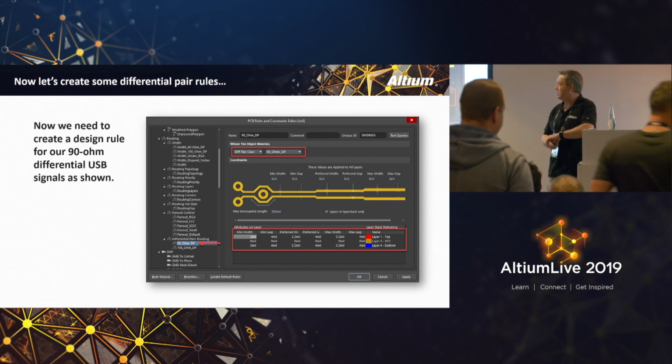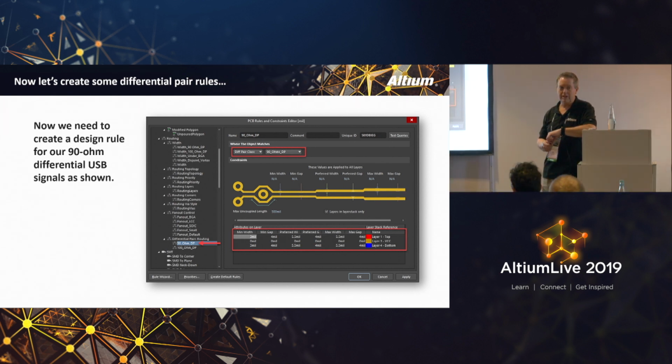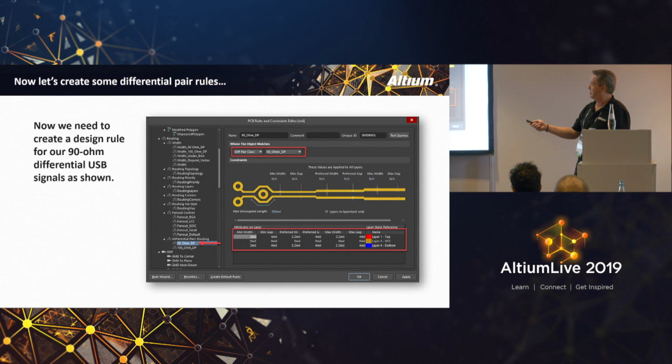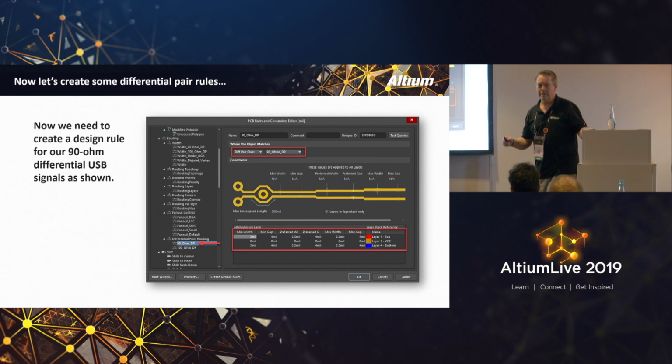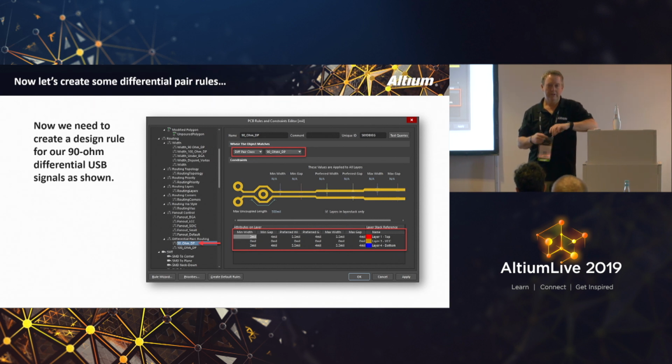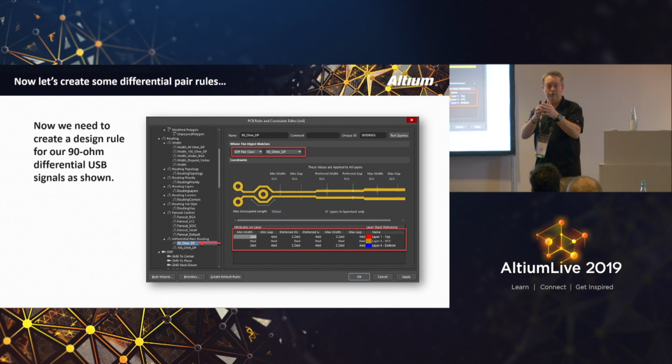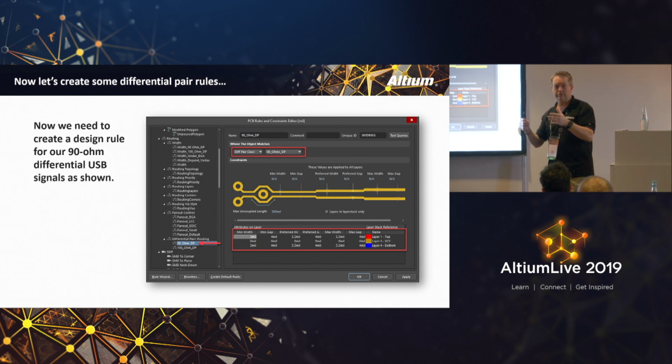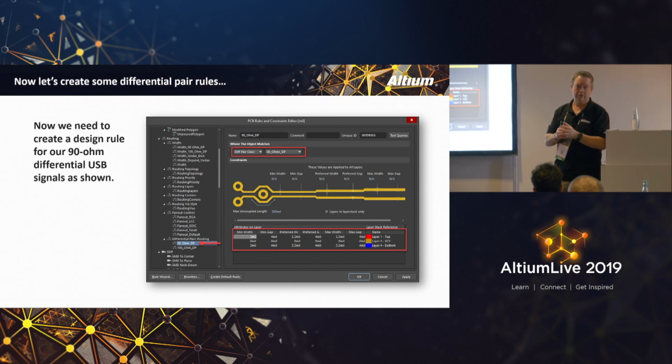Okay, now let's talk about something a little bit more complicated, like differential impedance controlled routes. So in our design rule manager, we have these settings for differential pairs routing. Now, when you think of the design rule manager, some of the design rules in here are for checking to make sure that all your clearances are correct.